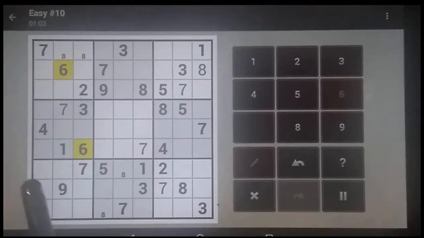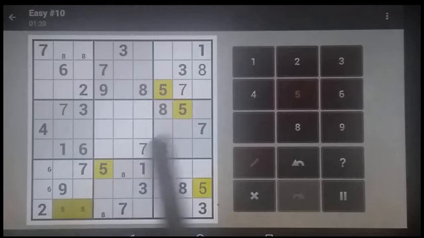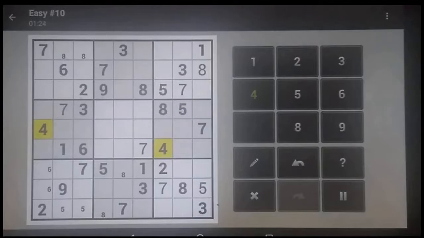Both of these columns are done, so we know it's got to be in that column, but we don't know which one. And nothing much more than that. The 5s, both of these columns are out, that row is out, so it's got to be there. And now both of those rows are out, so it's got to be one of those two. Nothing else yet. Looking at the 4s.